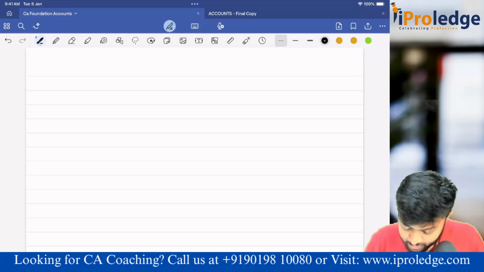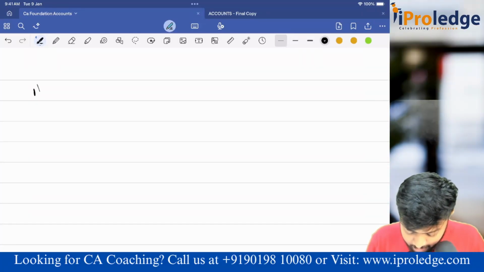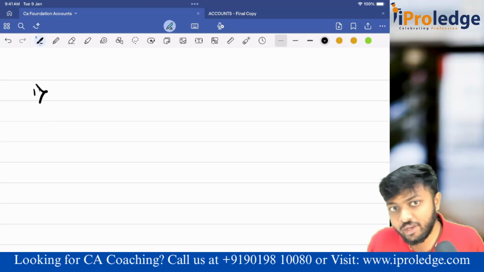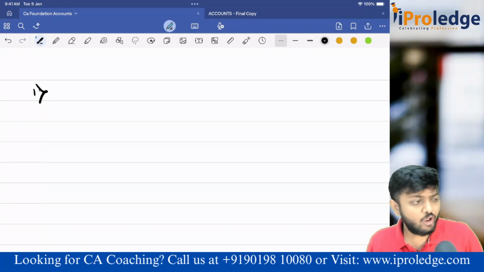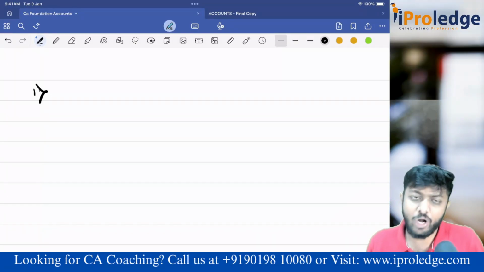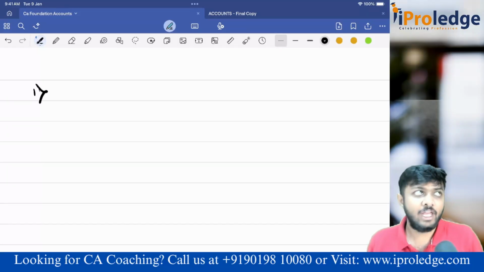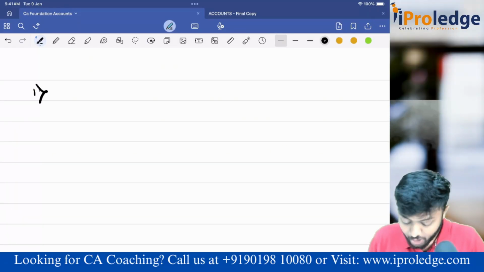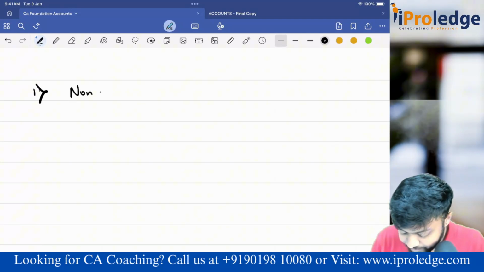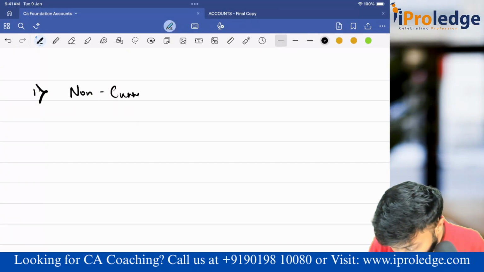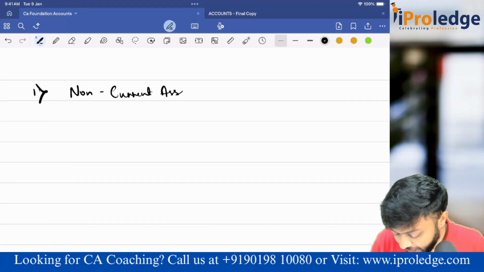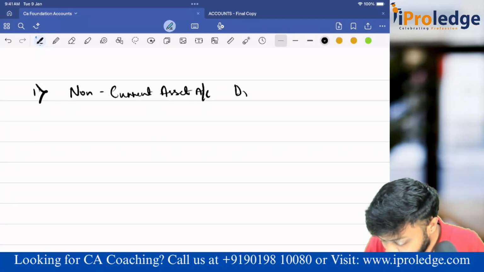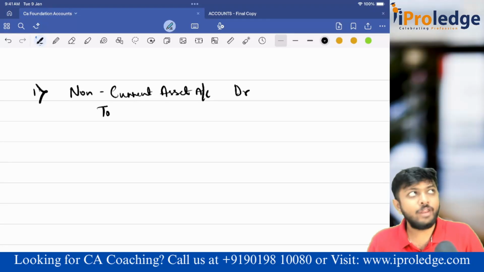So shall we start? First one, when you purchase or acquire or construct a non-current asset, what are the entries that you will pass? The entry that I will pass is, whenever I purchase or construct a non-current asset, my non-current asset, which is an asset, is increasing. Asset increasing, debit.